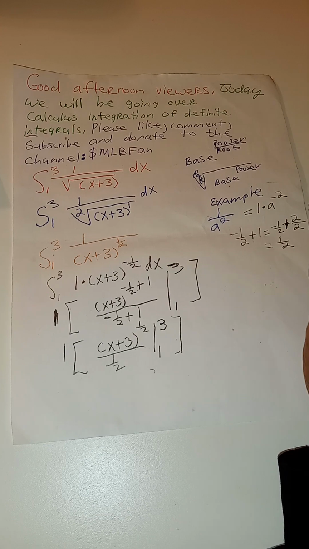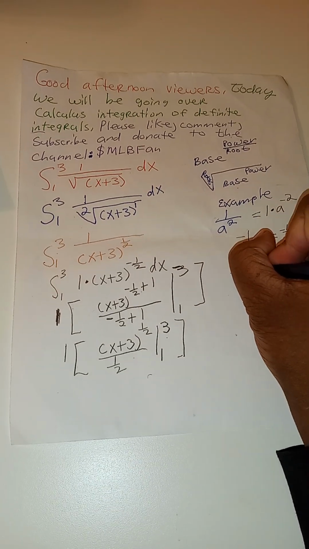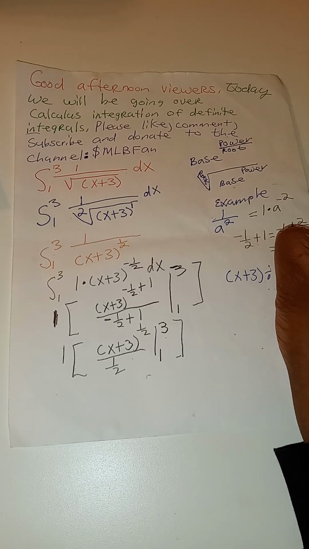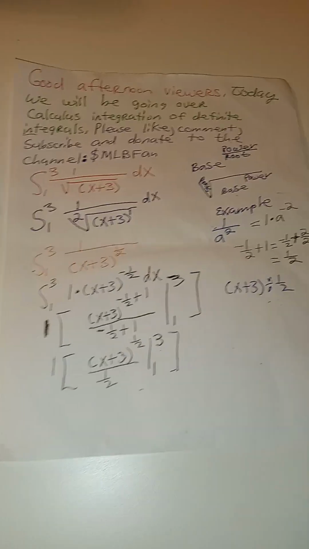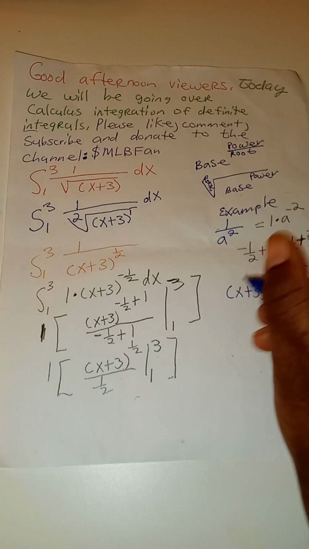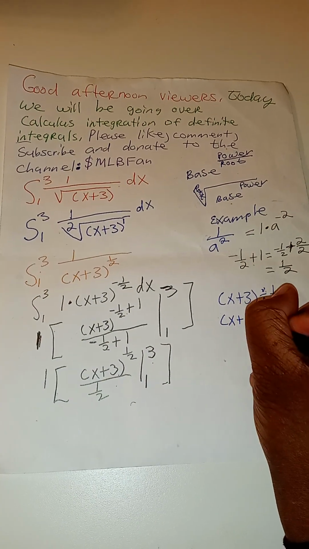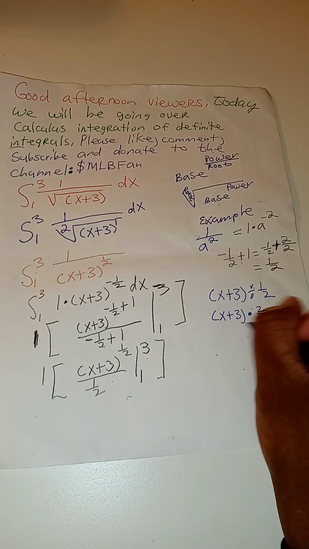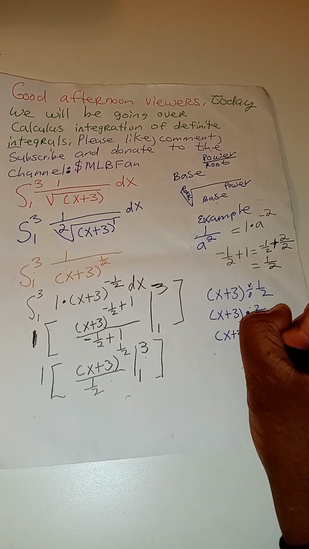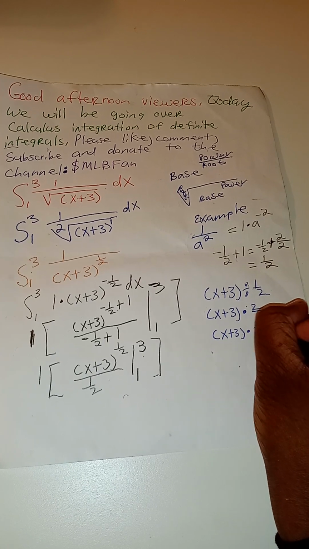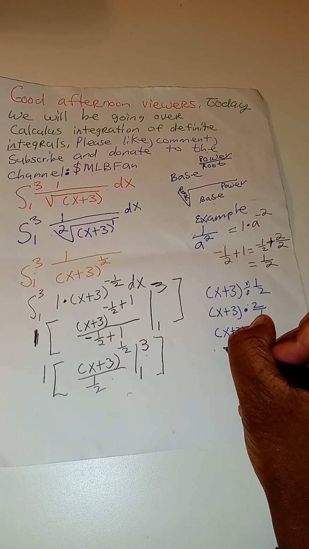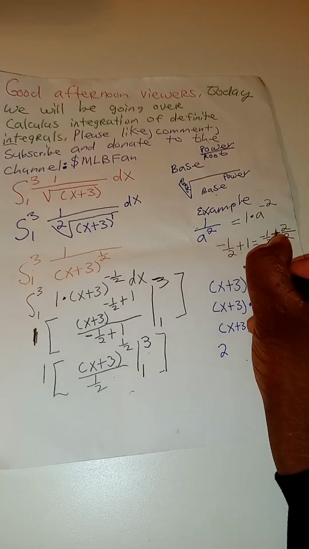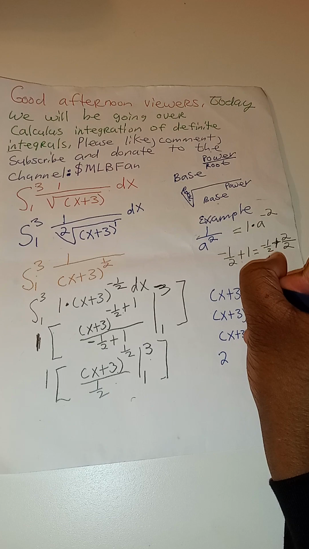So we can rewrite this as x plus 3 divided by 1/2. And then we can multiply by the reciprocal, x plus 3 times 2 over 1, and that will equal x plus 3 times 2. And then we can rotate the 2 up front. So it will be, and we have to put our exponent of 1/2 here. Let's write that in.